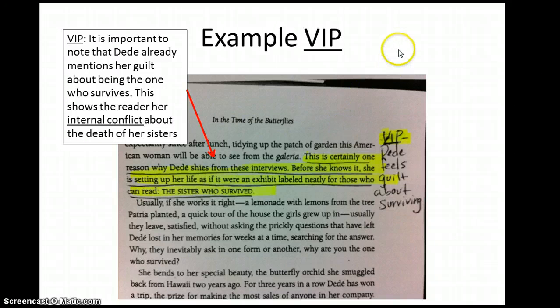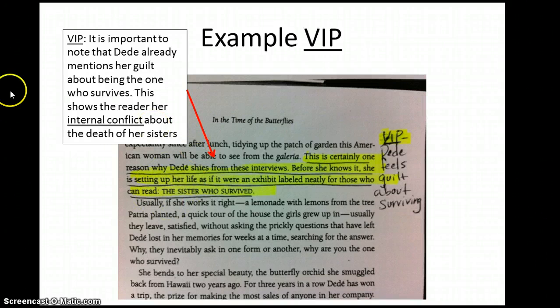Let's take a look at an example, very important point. In chapter 1, I noticed that it says, this is certainly one reason why Dede shies from these interviews. Before she knows it, she is setting up her life as if it were an exhibit labeled neatly for those who can read, the sister who survived. Because of this point in the story, where she's mentioning already that she was the only sister who survived, I can make the assumption that perhaps she already feels guilt about being the only surviving sister.